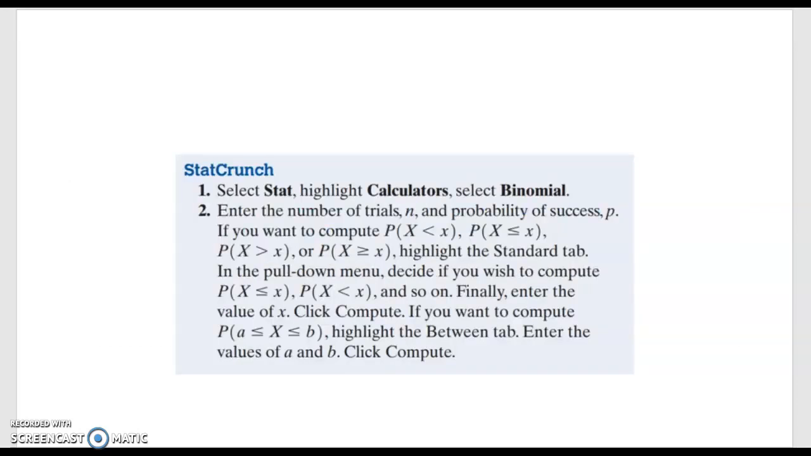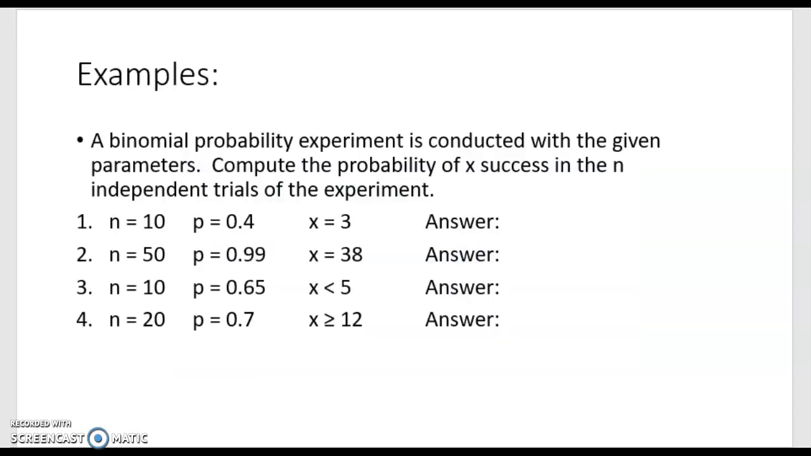And we're going to use StatCrunch to help us compute our binomial probabilities. Let's look at a few examples. So let's look at number 1. N is 10, so we have 10 trials. The probability of a success is 0.4, and we're looking for 3 successes in this case. That's what X equals 3 means.